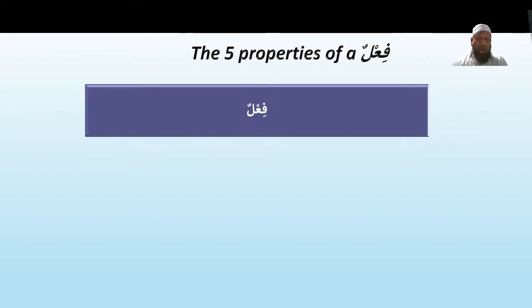Let's go through the 5 properties of a fi'l. We've learned there are 5 properties of a fi'l. Number one is zaman. It gives the meaning of a tense. We should know which tense the fi'l is. And we've learned the 3 tenses: al-fi'l al-madi, al-fi'l al-mudari', and al-fi'l al-amri. Fi'l al-amri will give us the meaning in the future, because command is the future. When you tell someone, do this, it means in the future.